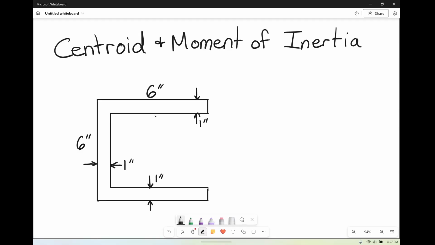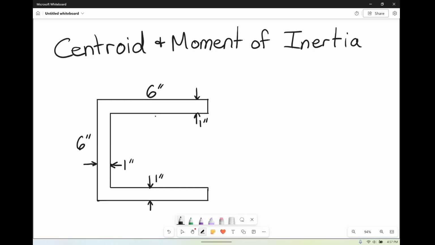This video is going to cover how to calculate a centroid and a moment of inertia for a cross-section. The cross-section that we're going to use for this example is a C shape, and the C is a grand total of 6 inches tall and 6 inches wide. Each of the legs of the C and its web is also 1 inch thick.